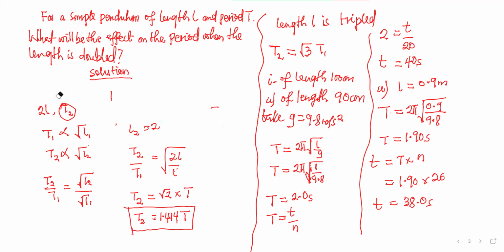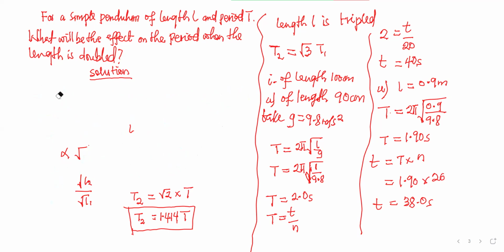temperature also affects it. So temperature also affects the period when it is a metal string. Please take note of that. Not all the times, but temperature affects the period of oscillation when it is a metal string.